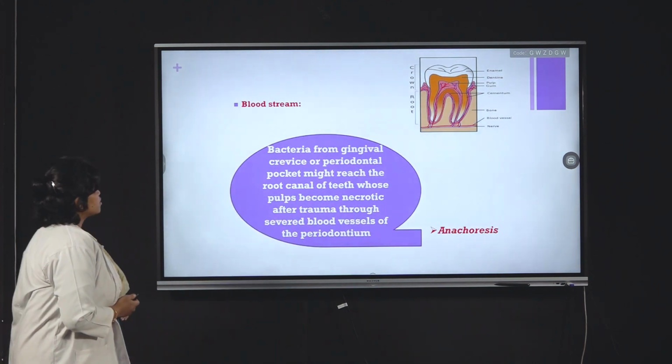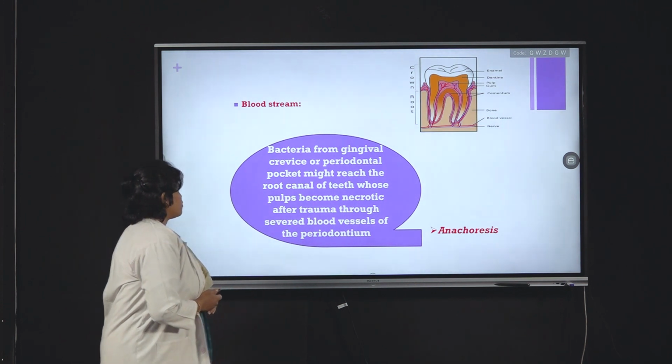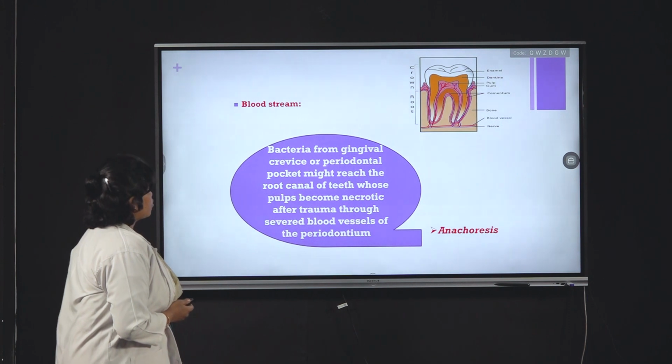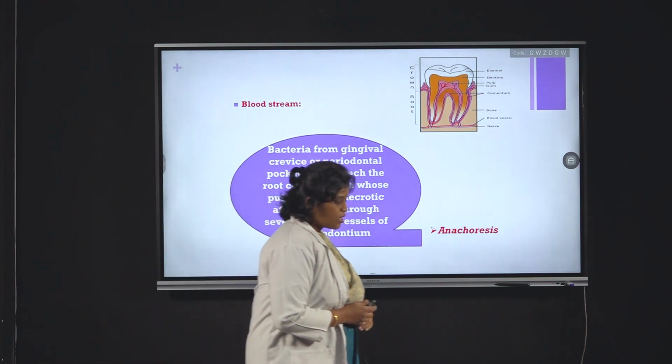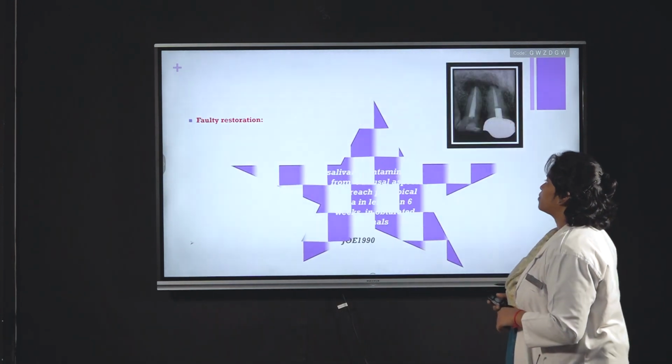Next is the bloodstream, that is called anachoresis. The bacteria from the gingival crevice or the periodontal pocket may reach the root canal of teeth whose pulps become necrotic after trauma, through the blood vessels of the periodontium. Right, so these are the various portals of entry of the microorganisms into the pulp.